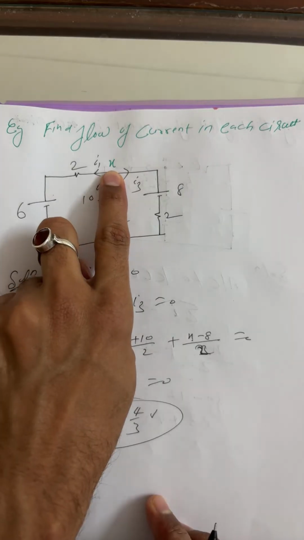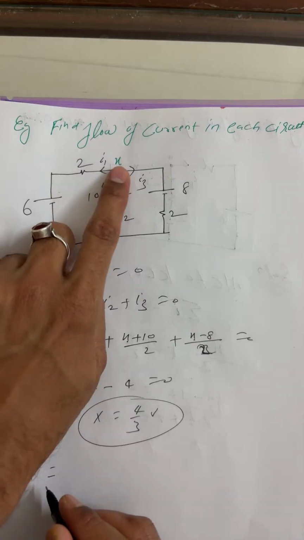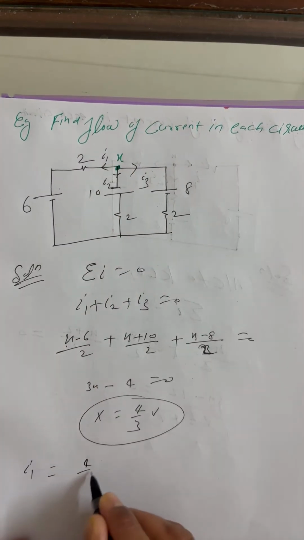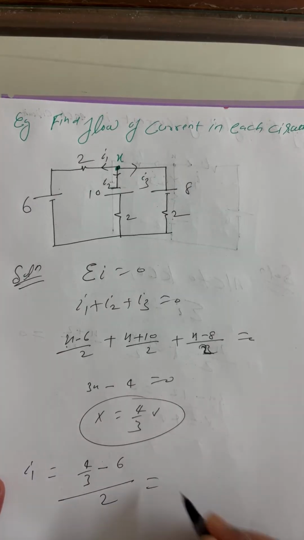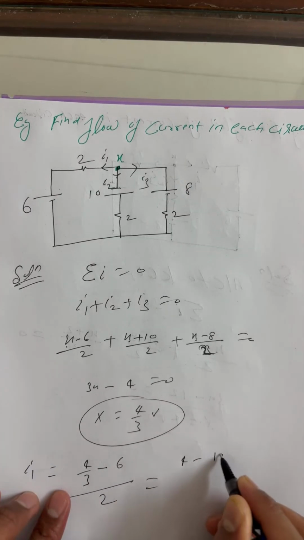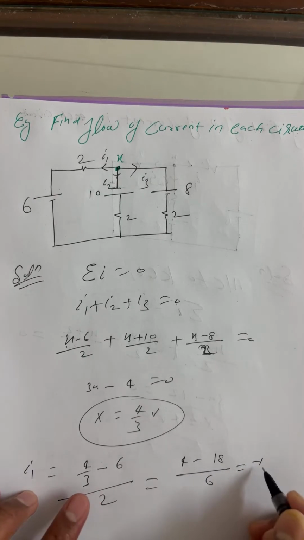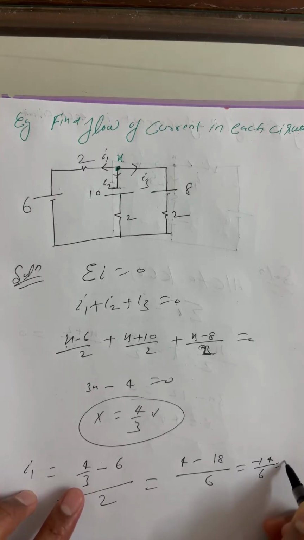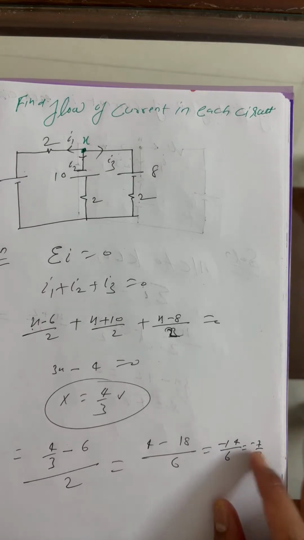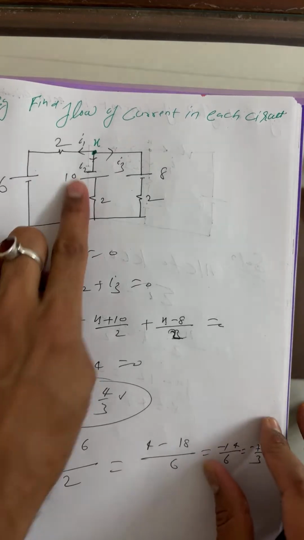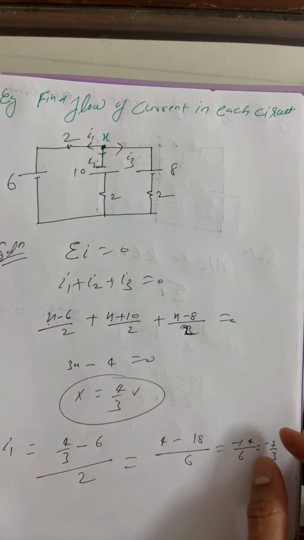Now we can put in the value of x. Let us suppose I'm finding I1 first. For I1, you consider the higher potential, so 4 by 3 minus 6 over 2, which gives 14 by 6, minus 7 by 3. What is the meaning of the minus over there? It is just the direction you have taken. This is the wrong direction. The direction should be opposite according to sign convention.